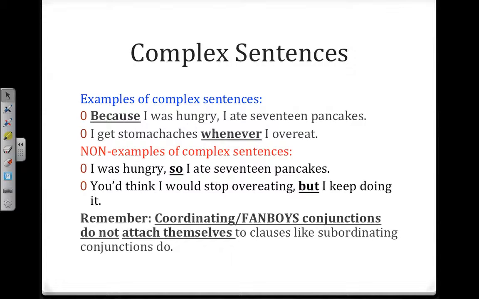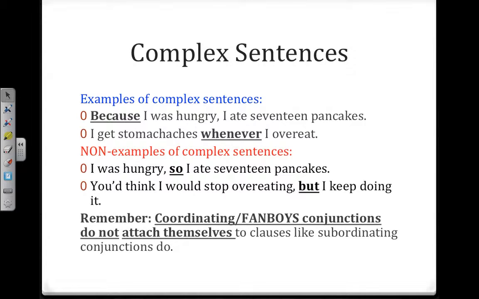Here's the weird thing: coordinating conjunctions, the for, and, nor, but, or, yet, so, do not attach themselves to clauses like the subordinating conjunctions do. They just kind of sit in between the clauses and don't attach themselves to either. So, in essence, the clause isn't "so I ate 17 pancakes." The clause is "I ate 17 pancakes." "So" is just there as a connecting piece.